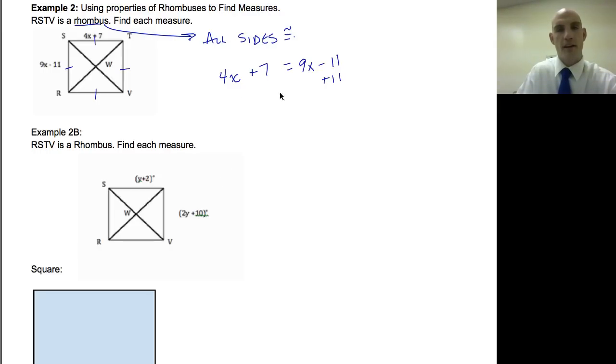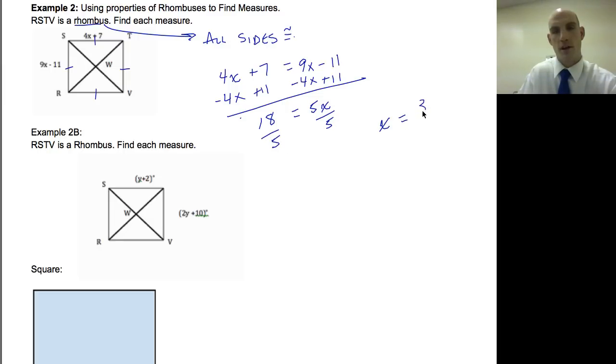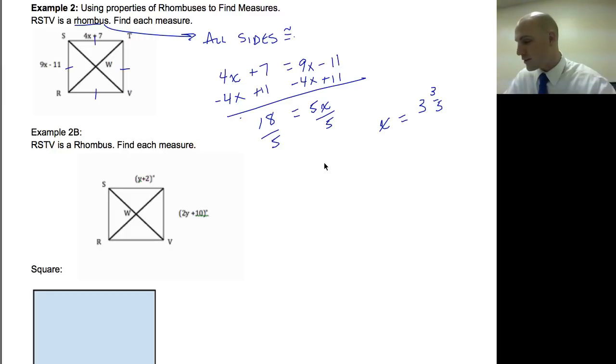So I'm going to go ahead and add 11 here and subtract 4x. Do it all in one step. And I'm going to have 18 on this side is equal to 5x. So this is going to be x is equal to 3 3/5. Okay, and that's pretty much how that goes. The second example I'd like for you to go ahead and try on your own, and that's going to be something that you can definitely do. So go ahead and try this next one on your own.